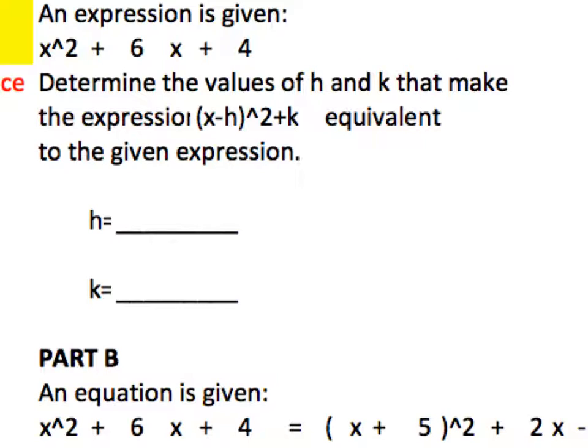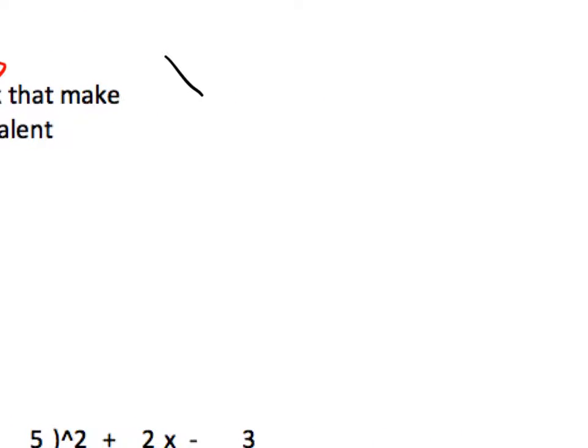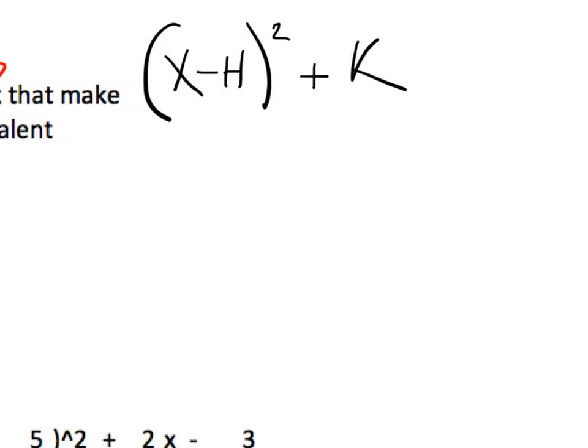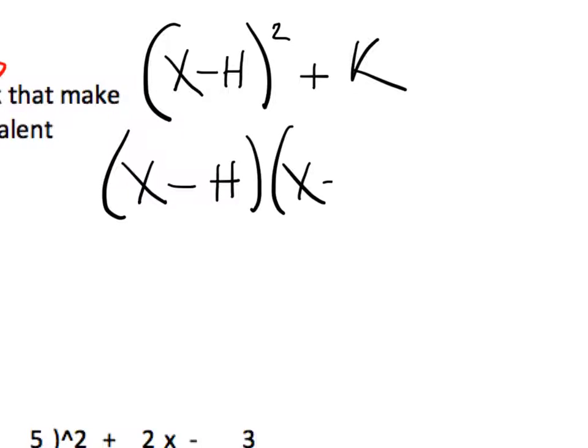Alright, so we will go here and use a red pen. We have to figure out what the values of h and k would have to be so that this expression is equivalent to that expression. Let's unwrap this one. Quantity squared of x minus h and then plus k. Expand it out. That's the same thing as this, x minus h, and then we have plus k there.